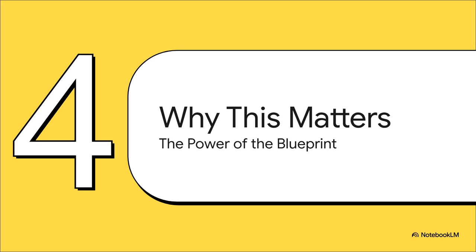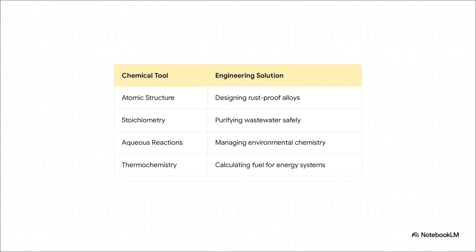So we've seen these tools in action for building materials and for cleaning up processes. Let's just zoom out for a second and look at the big picture. Why is getting a handle on this chemical blueprint so incredibly important? This really brings it all home. We saw how atomic structure lets us design rust-proof materials and how stoichiometry lets us purify water. And that same powerful logic applies across the board. Understanding aqueous reactions is absolutely essential for managing entire ecosystems. And thermochemistry? That's how we figure out the energy in everything from our phone batteries to rocket fuel. The point is, every single tool in this kit connects an invisible rule to a very visible, world-changing solution.